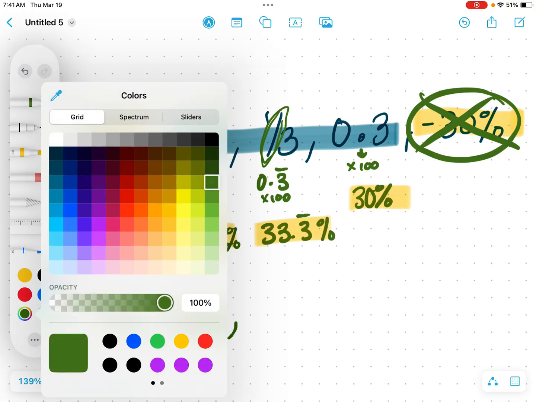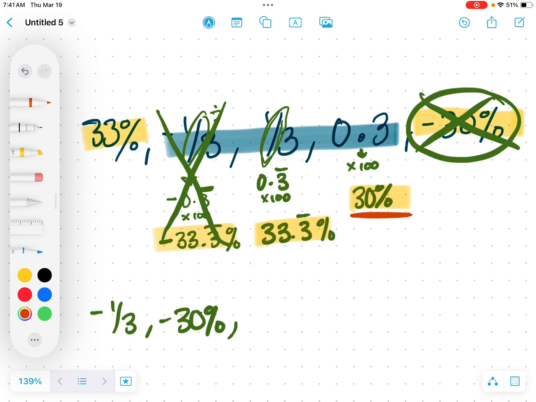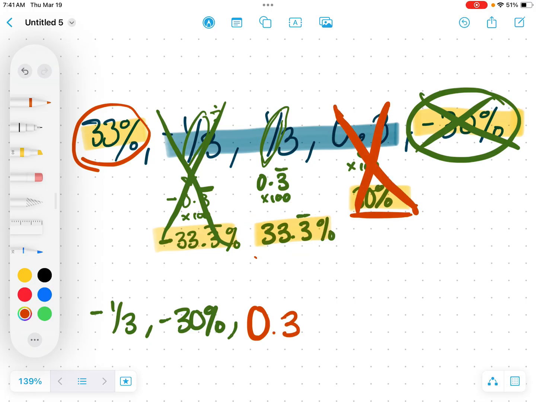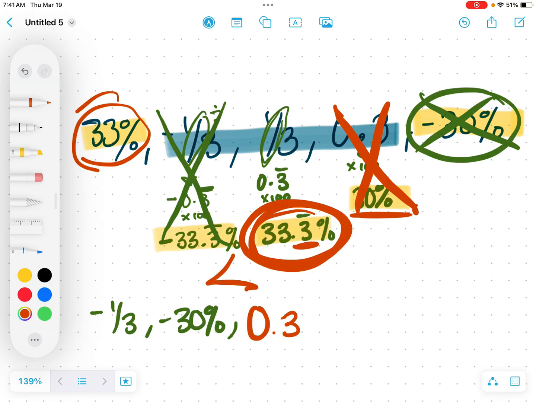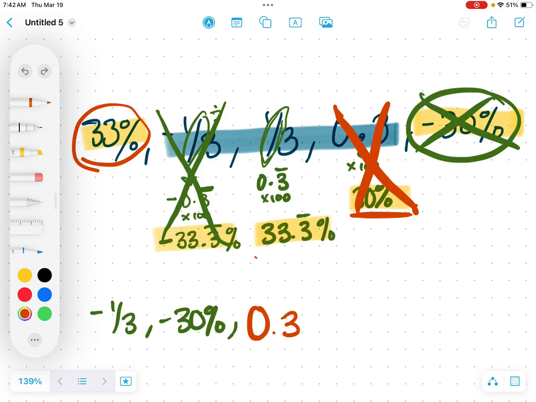With our positives, we got 30%, 33.3 repeating percent, and 33%. Okay. Next is going to be 30%. But then the question is, which one comes next? The 33% or the 33.3 repeating percent? And the answer is that this one right here, because it has the repeating decimal, is going to be bigger than just normal 33. So 33% would come next, and then it would be the 33.3 repeating percent next, which is positive 1/3.